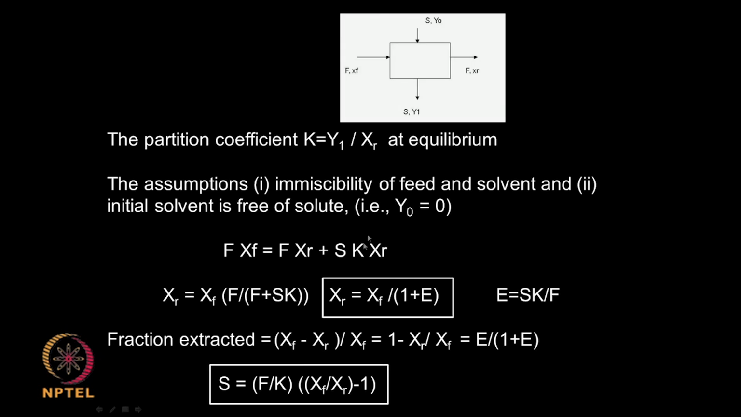So, in the first method, the analytical method, if I know these terms like F, S and K, I can calculate E and then I can substitute into this and calculate what will be the XR. So, I can get the fraction extracted and so on.